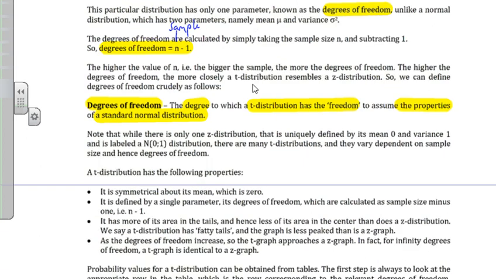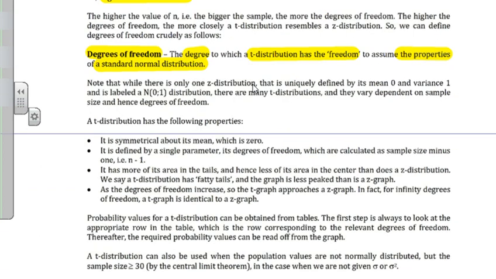Okay, here we go. The t-distribution has the following properties. It's symmetrical around its mean. The mean is 0. It's defined only by a single parameter, which is the degrees of freedom. It has more area in its tails. The tails are a little bit thicker. Compared to a Z distribution, we call that fatty tails.